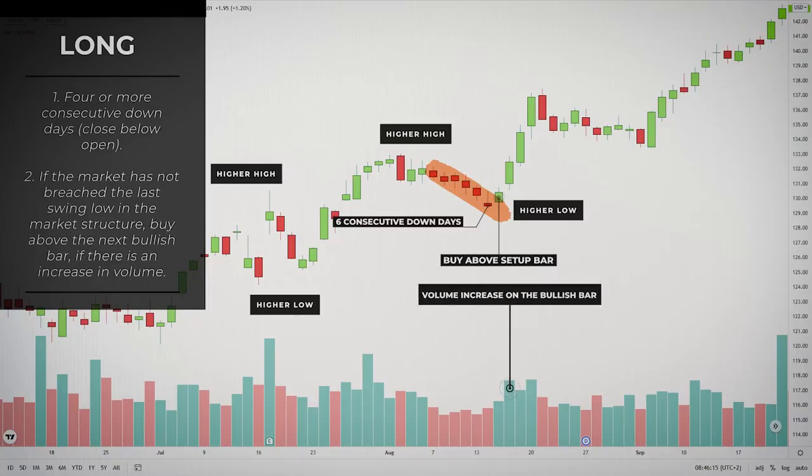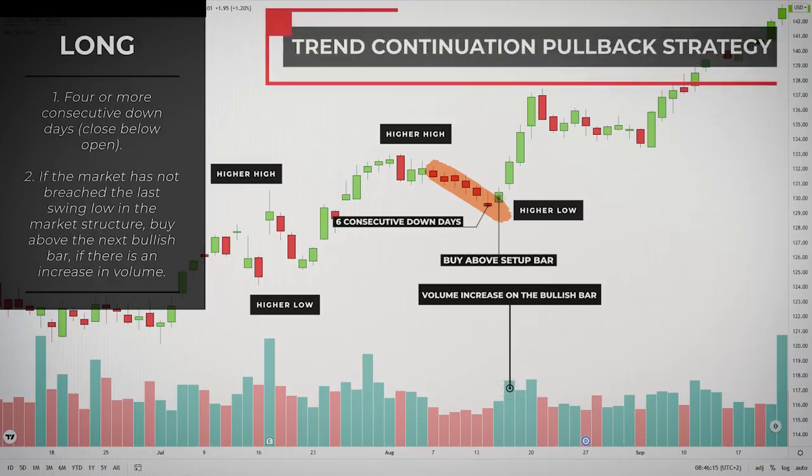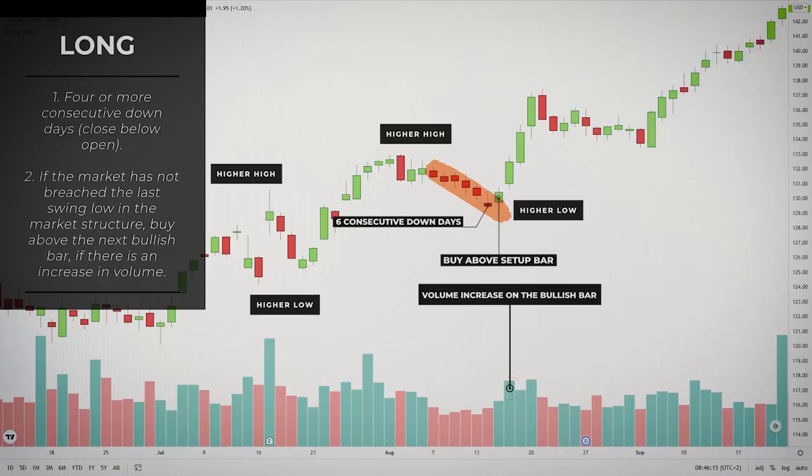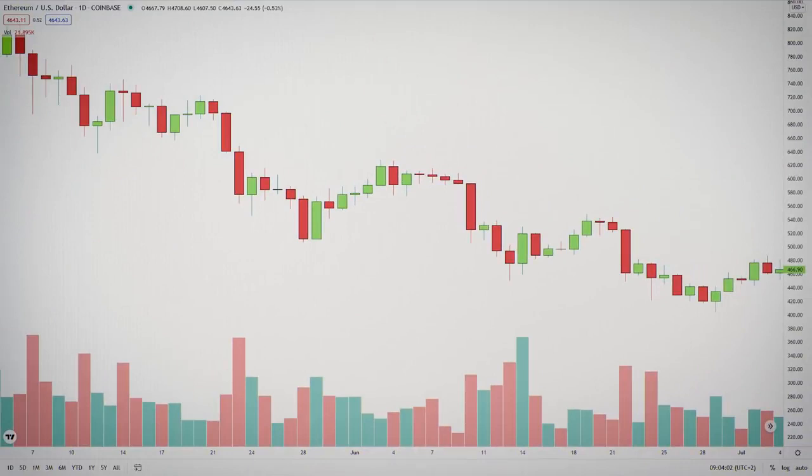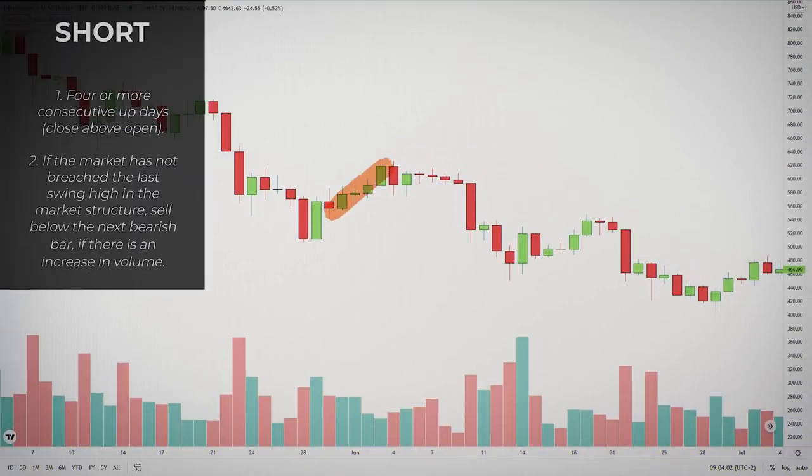Basically, it's a trend continuation pullback strategy. You need to trade the market structure of an uptrend to find 4 or more consecutive down days and to trade in the direction of the main trend if the market has not broken the last swing low in the market structure. And here's the short entry criteria after consecutive up days.